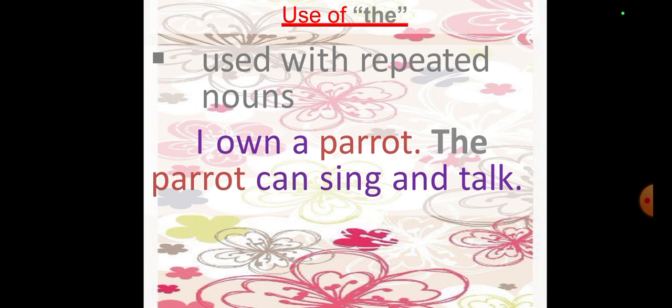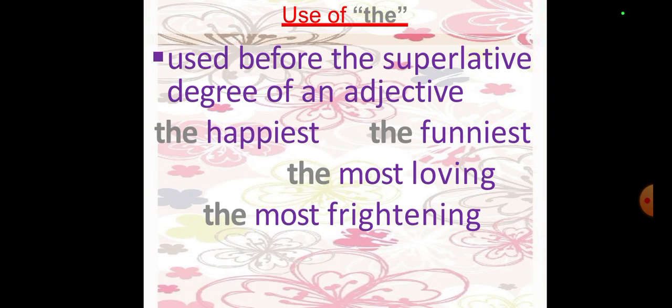I own a parrot. The parrot can sing and talk. So here I'm writing "I own a parrot." That parrot is a noun. Now I'm not going to write "parrot can sing and talk"; I'm writing "the parrot can sing and talk." Again, I'm talking about a character trait of a parrot.